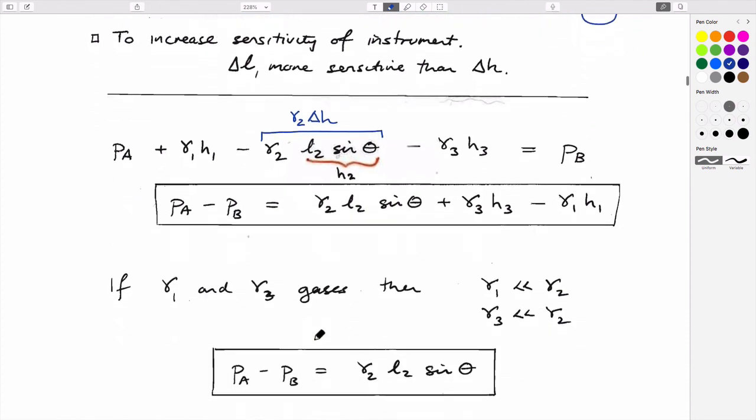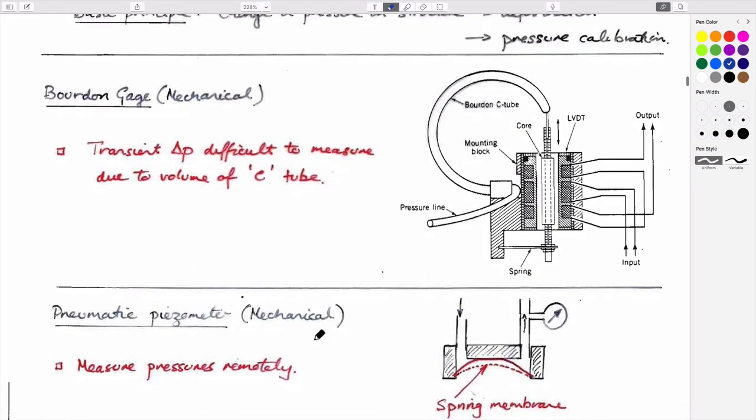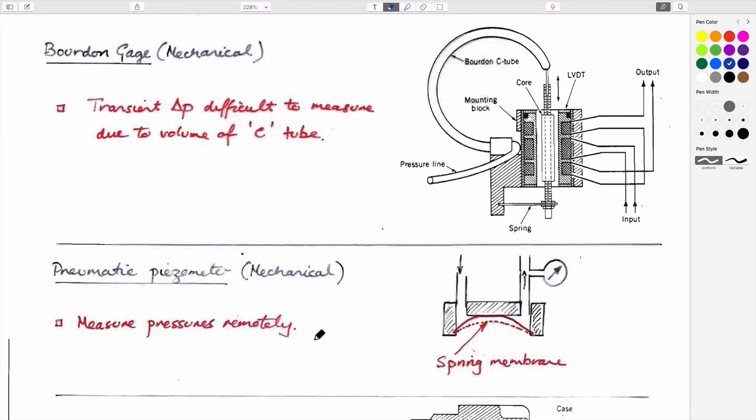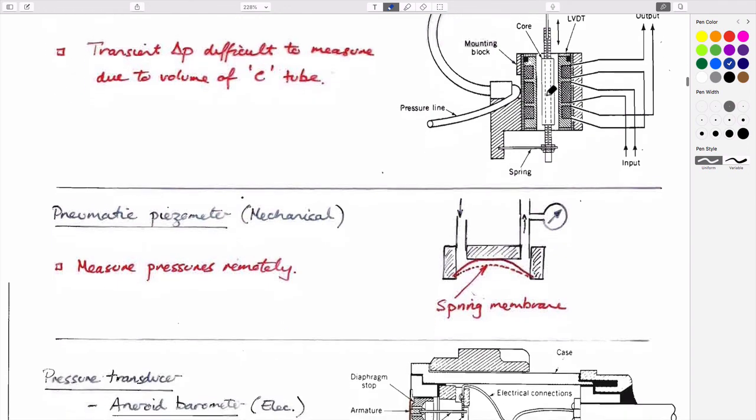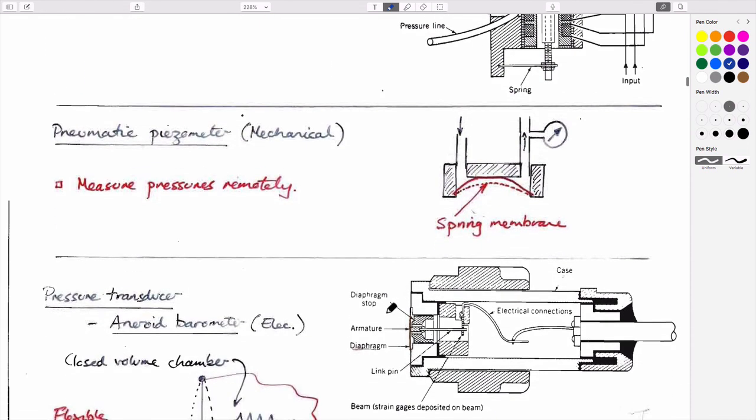Okay, I think that's almost all I want to say. There are a number of ways to measure pressures using Bourdon gauges, which work with a gas-filled tube that expands as the pressure changes, manometers, and membranes and pressure transducers. If you look at the book, you can see what those are. They're not so important.